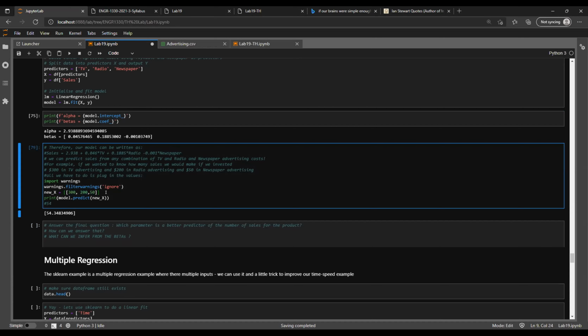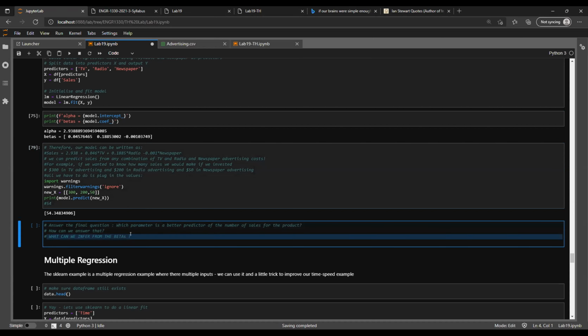This isn't a proof. It just gives you an idea of which one of these is more important to have. If I were asked the question, yep, that's the one. It has a bigger positive correlation coefficient. So what does that mean? We can infer from the betas. These are the betas for TV, radio, and newspaper.